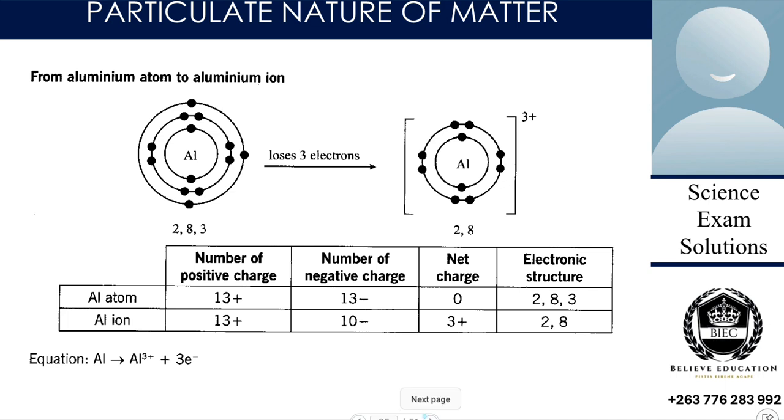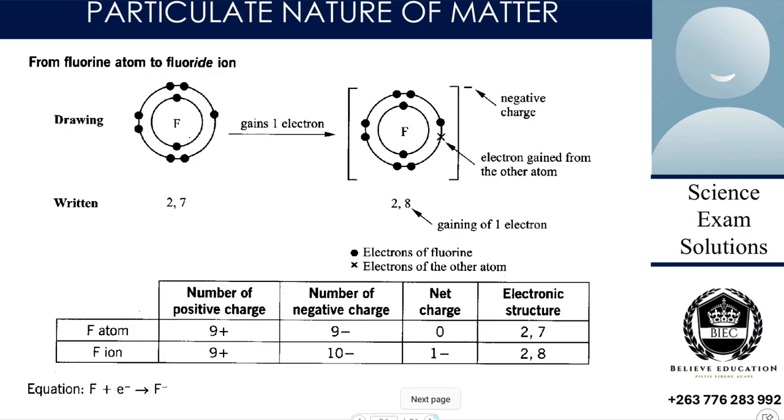Then the same for aluminium, we do the same as we did previously. And then we go to fluorine, or fluoride, from fluorine atom to fluoride ion. So now this is a negative ion, and a negative ion gains electrons. Unlike before, where it loses electrons, here it gains electrons. So if it gains electrons, it's an additional plus electrons.